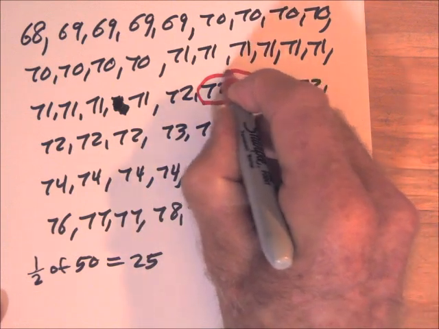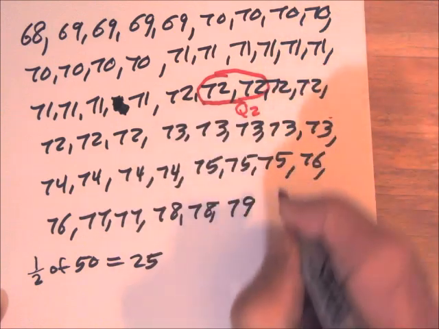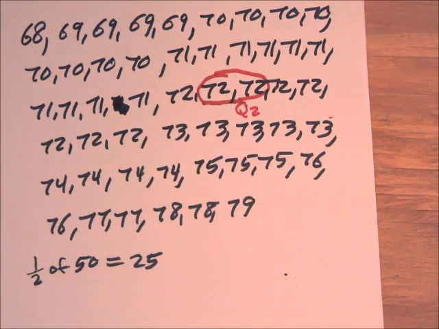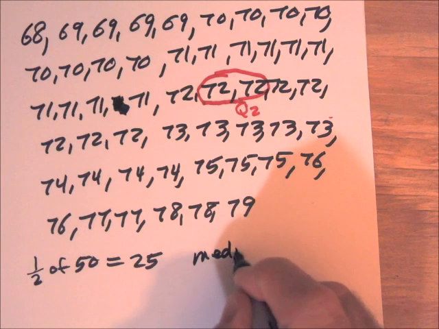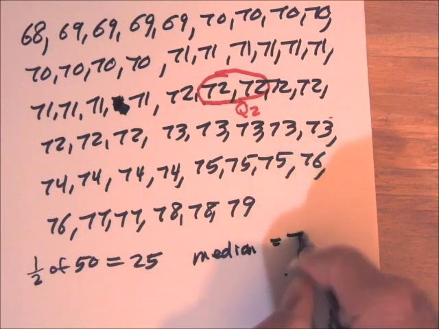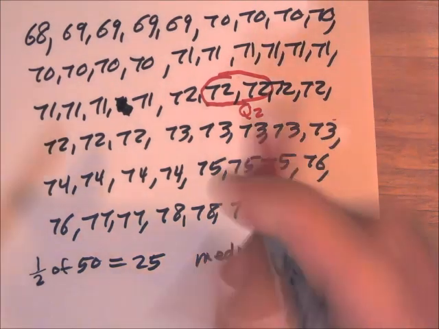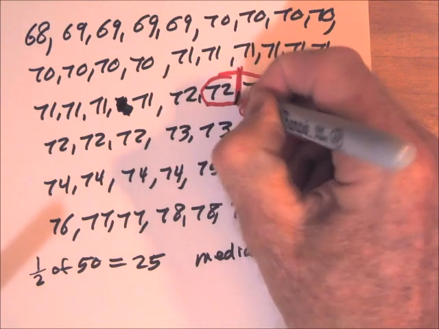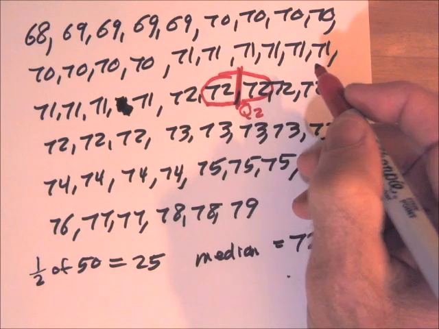Okay. This would be the second quartile, also called the median. It's going to be the average of those two numbers. So the median is 72 inches. Then we count the 72s on the left as less than the median, even though it's a tie, and the 72s on the right as more than the median.